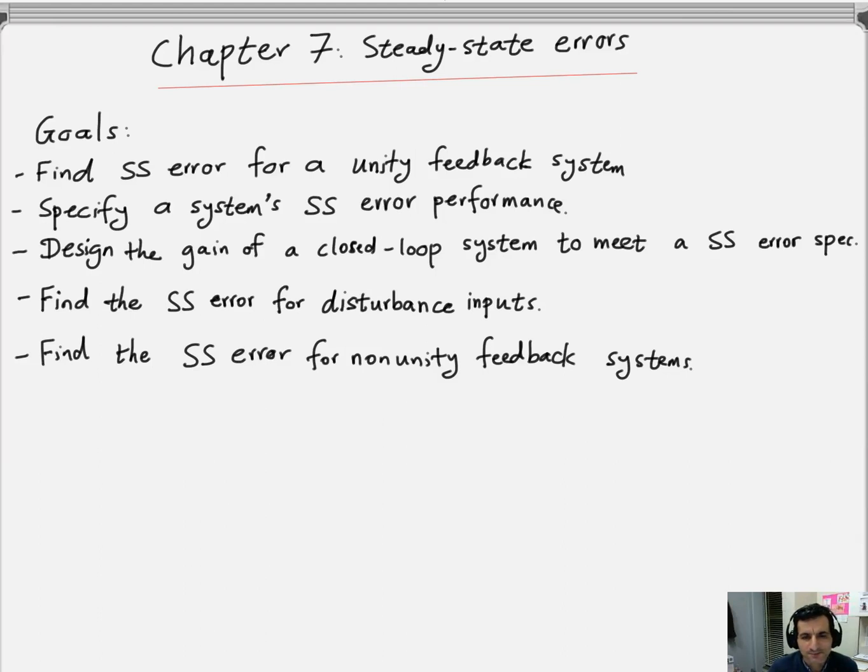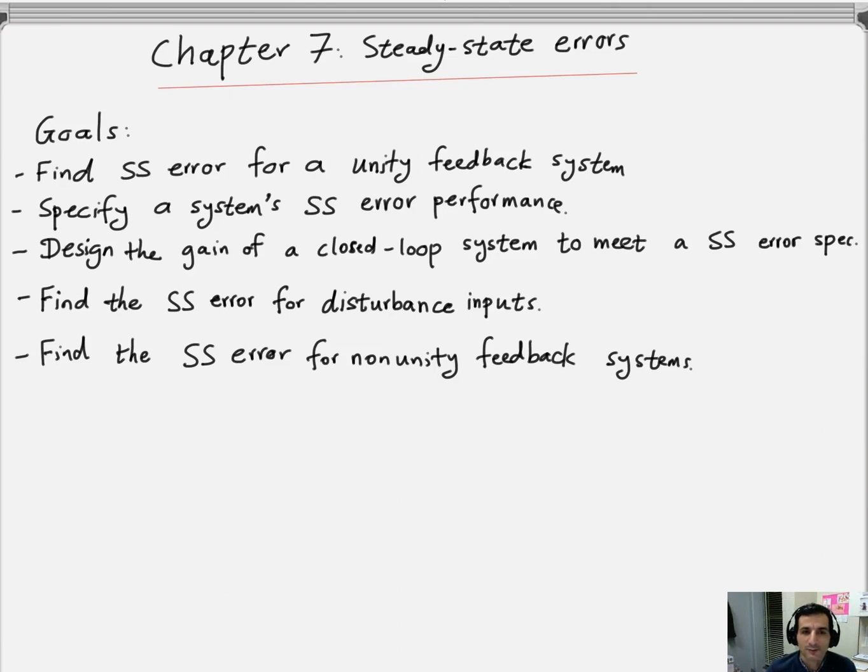All right, so in this lecture and also the next one, I'm going to cover chapter 7, which is mostly about steady state errors. So the goals of these couple of lecture units include to find a steady state error for a unity feedback system. You're going to specify a system's steady state error performance. You're going to design the gain of a closed loop system in order to meet steady state error specifications.